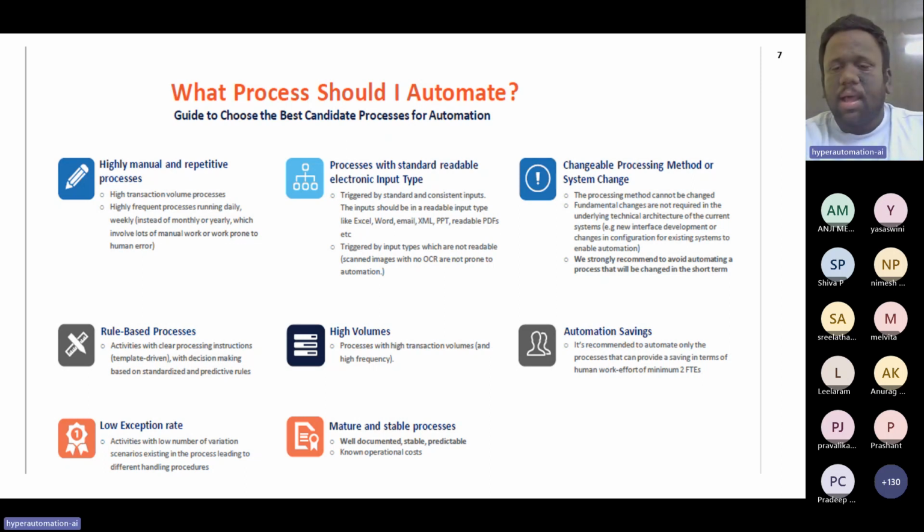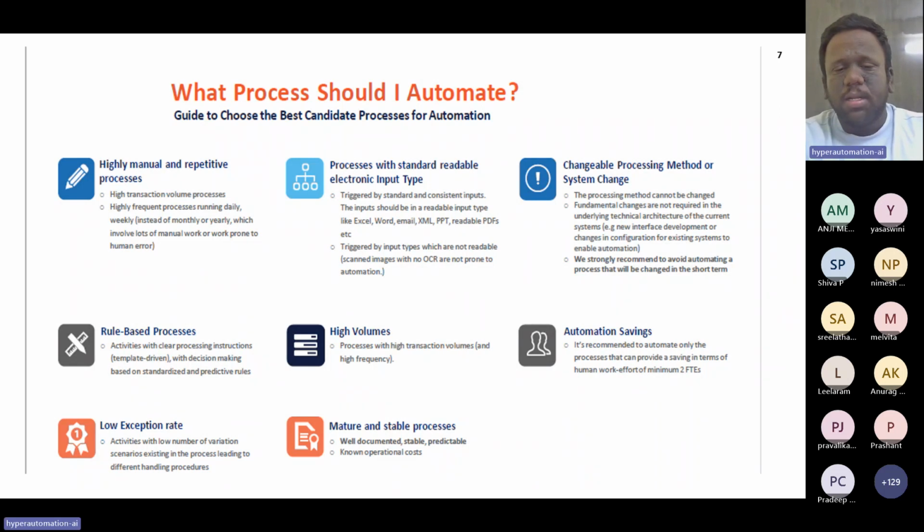Automation savings are nothing but, at least we have talked about ROI, right? So earlier it was 1 crore, now it is 20 lakhs, where you have savings of 80 lakhs. But if earlier it was 10 lakhs and your implementation cost is going to be 20 lakhs, then there is no purpose of implementing the automations.